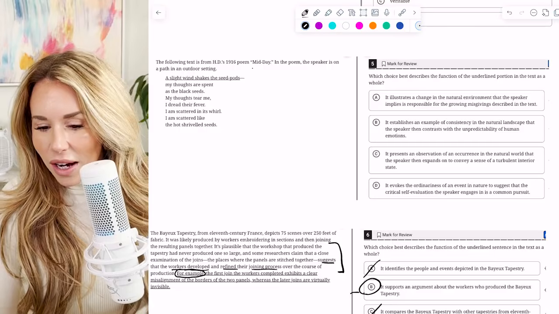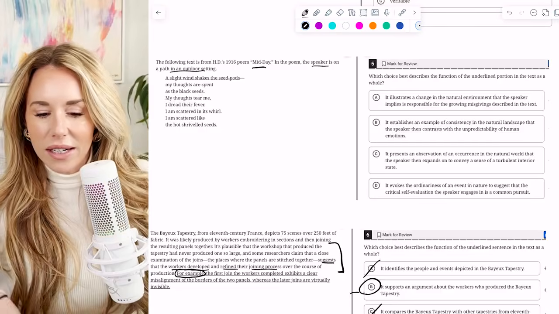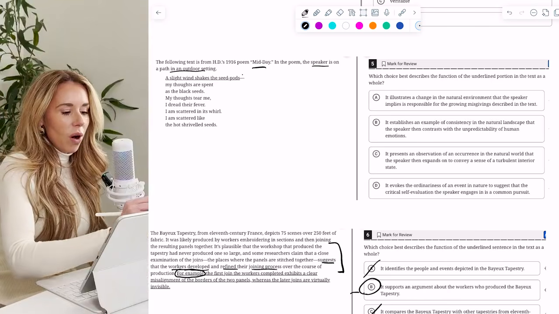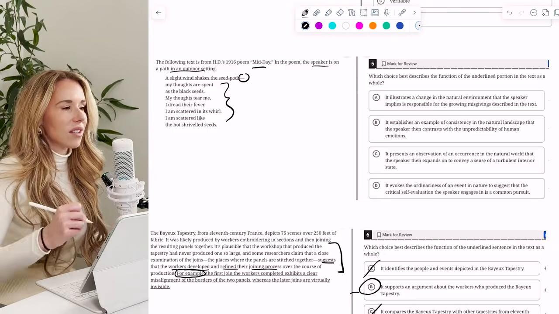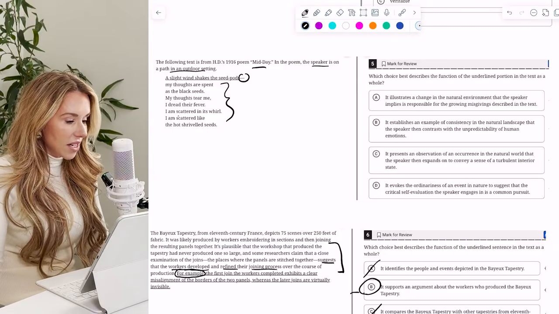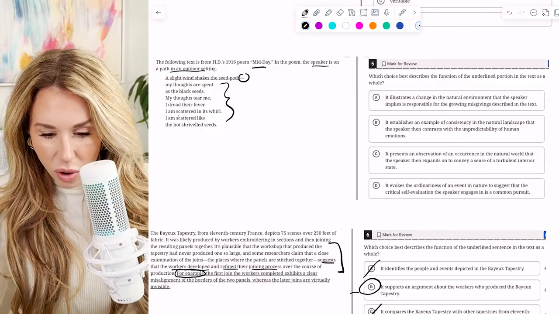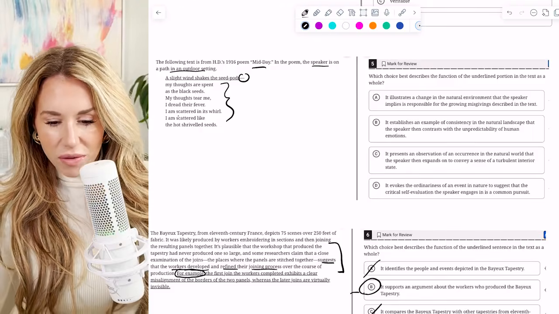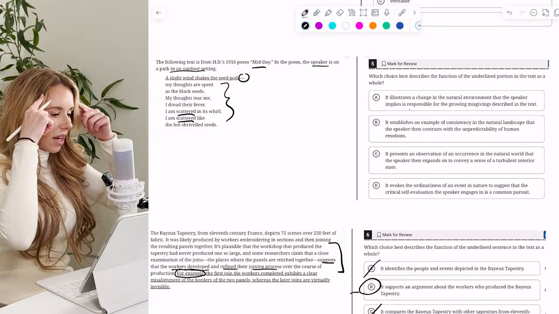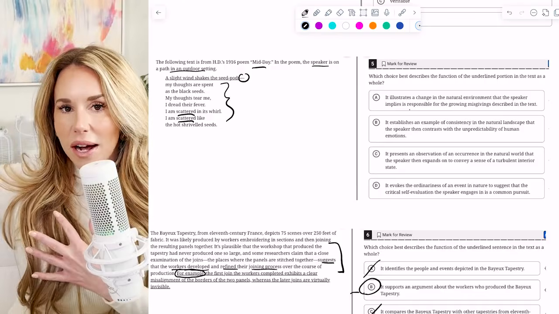But we have the poem, Midday. The speaker's on a path in an outdoor setting, and it says, a slight wind shakes the seed pods. Okay, I want to go on because there's a dash, and I want to read the rest of this to see how it relates. It says, my thoughts are spent as the black seeds. My thoughts tear me. I dread their fever. I'm scattered in its whirl. I'm scattered like the hot shriveled seeds. Okay, this sounds like he's comparing the way that he feels and thinks to the seed pods in the wind. He's being scattered just like the seed pods are being scattered.